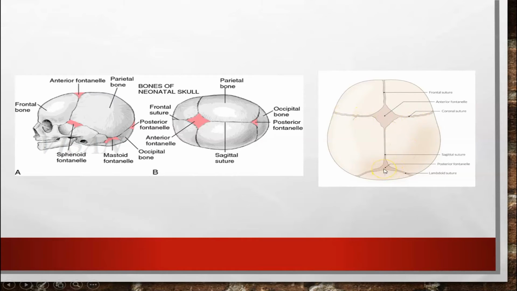Whereas the posterior fontanelle is triangular in shape and present between the sagittal suture anteriorly and on either side by the lambdoid suture. Or we can say this posterior fontanelle is present between the pair of parietal bones and the occipital bone.